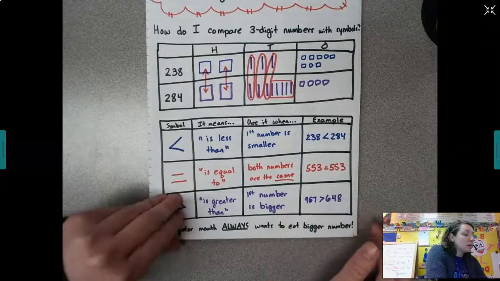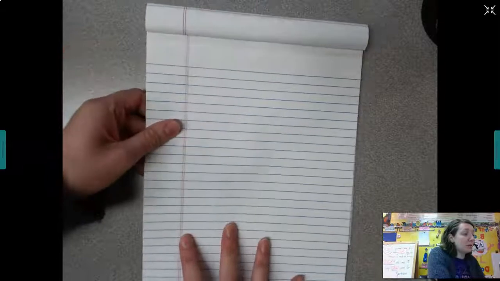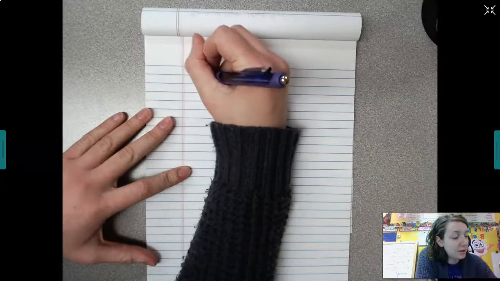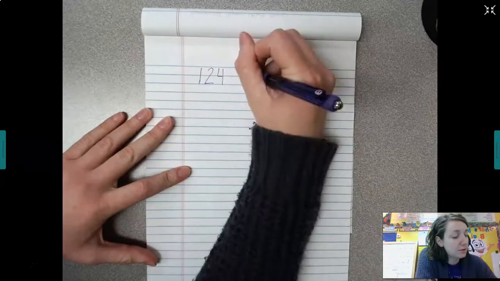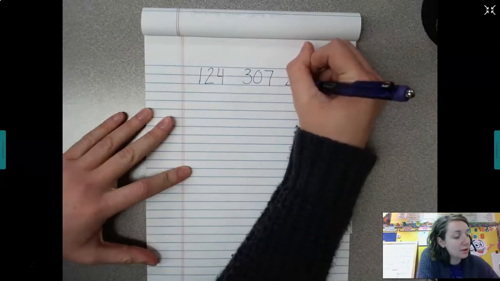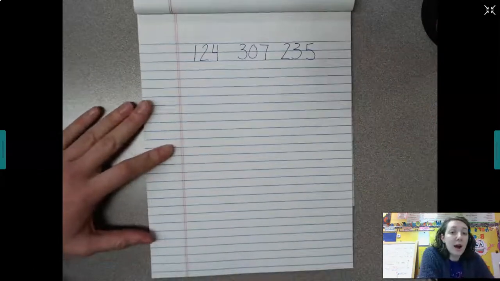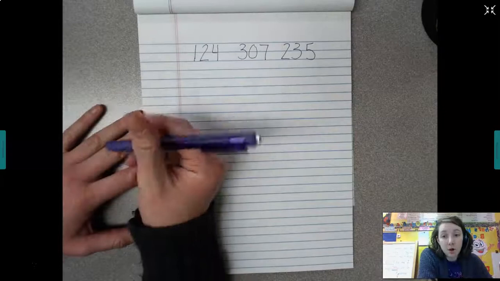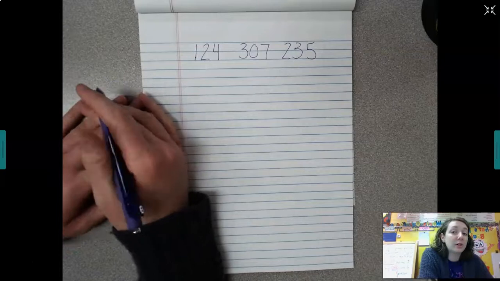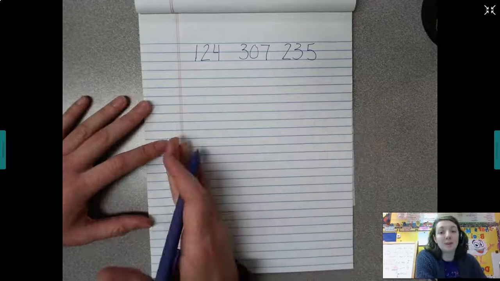Okay? So let's talk about ordering them as well. So you can compare numbers, and you have to do that as you order them. So let's say I had 124, 307, and 235. If I wanted to put these numbers in order, I have to compare them to see which one's the smallest, which one's the middle, in this case because there's three, and which one's the largest. Now, let's say I want to order it from least to greatest. That means the smallest number to the biggest number.